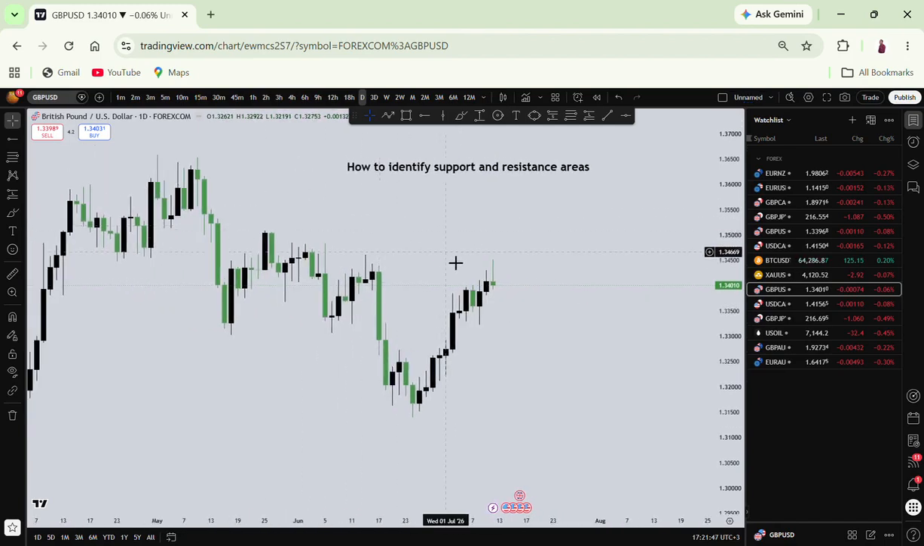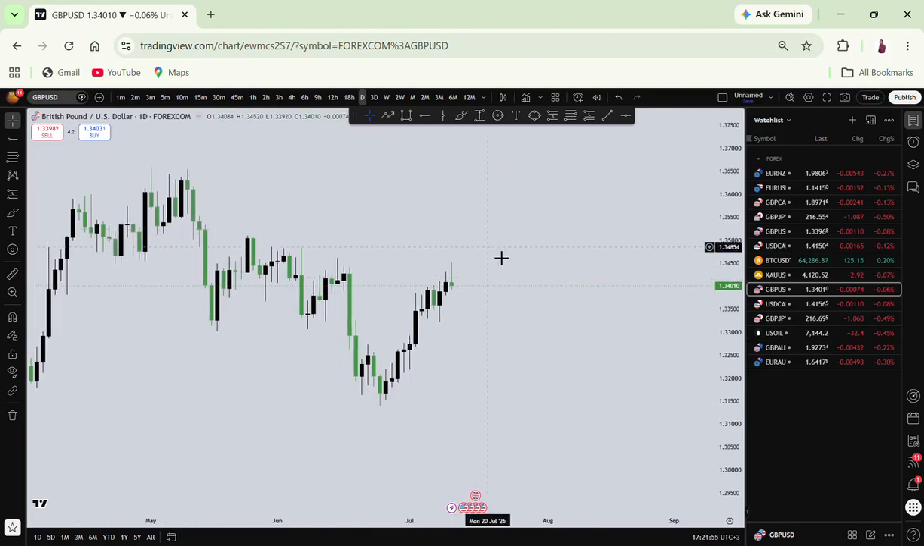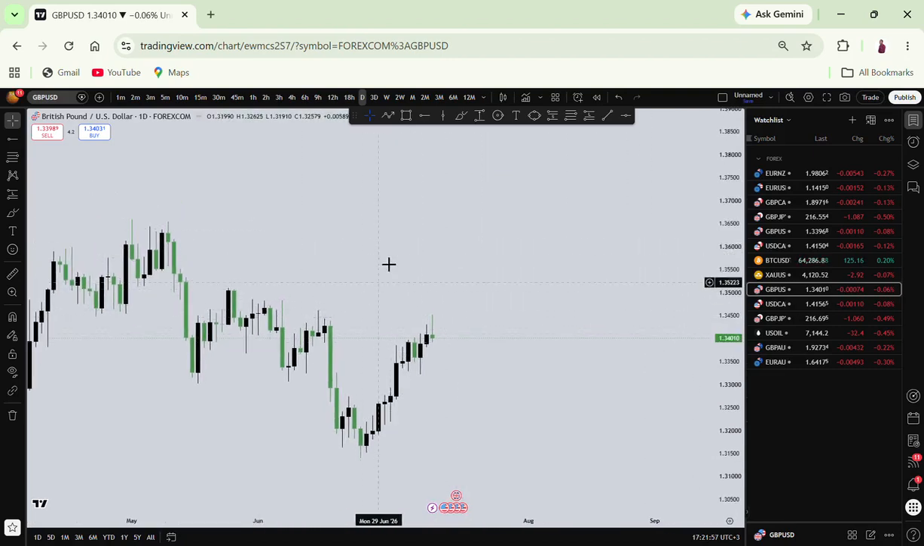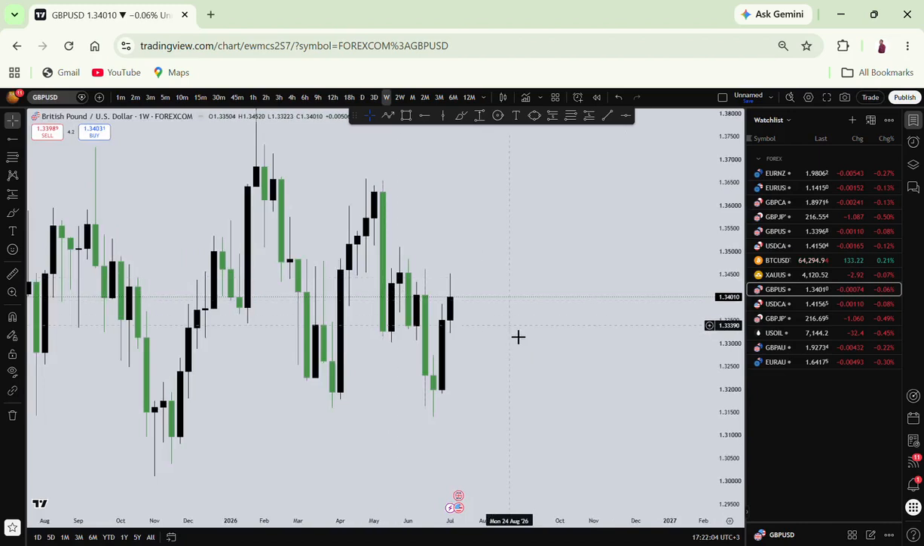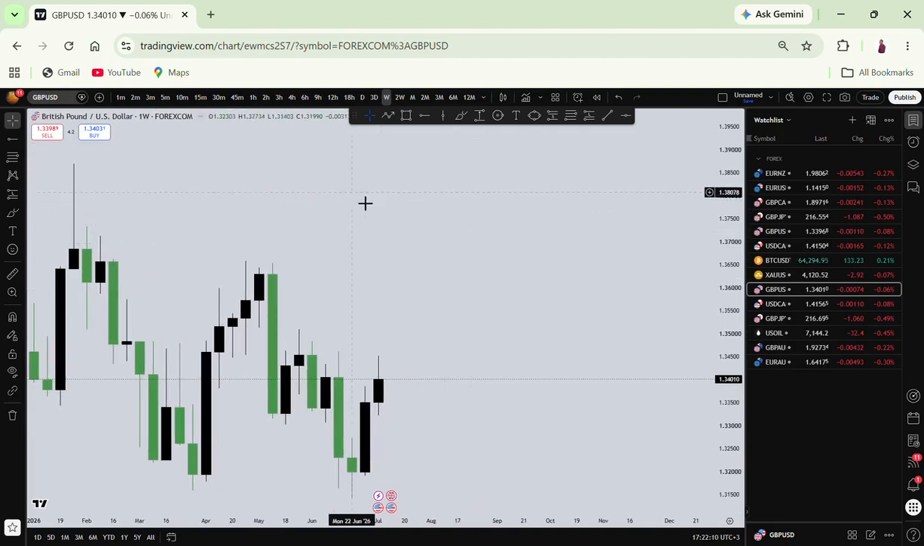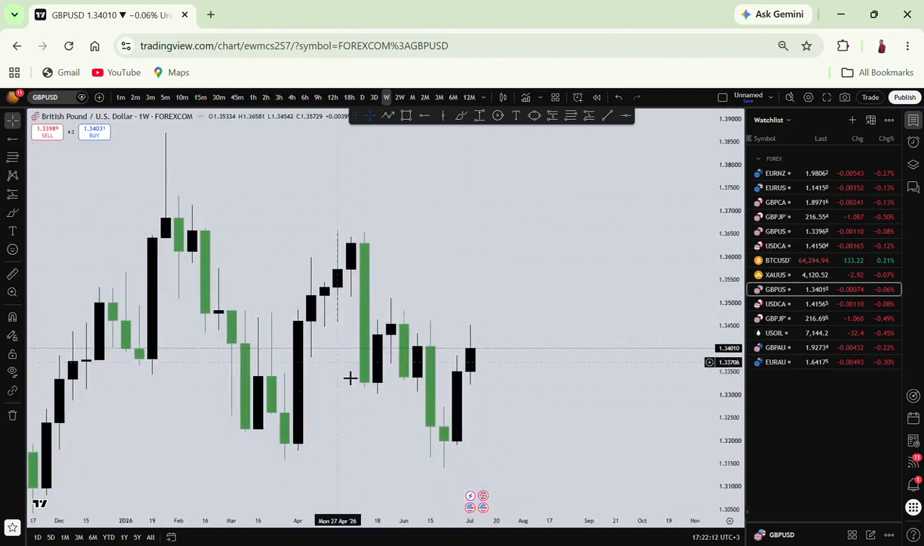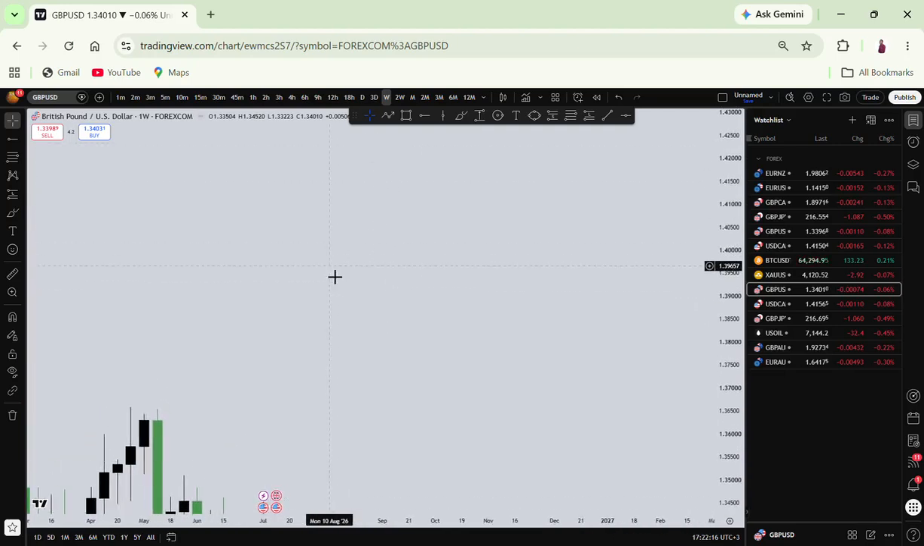Alright, so how do you identify support and resistance areas? So let us look at this chart that you are seeing. Let us try to look at the weekly time frame. We are looking at this currency pair, GBP USD. Now before we look at this chart, I just wanted to show you something briefly.